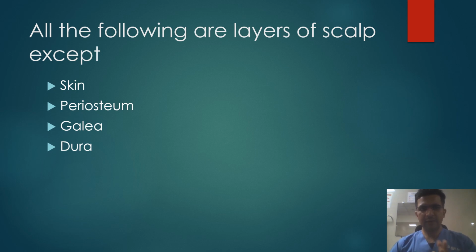Let's start from outside to inside. To reach the brain, first we have to traverse a lot of layers. So let's start with the scalp. Let's study scalp with the help of this MCQ. All of the following are layers of scalp except: skin, periosteum, galea and dura.